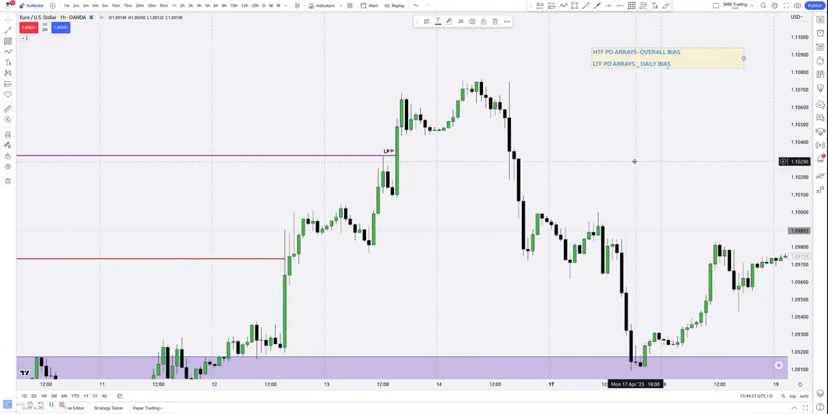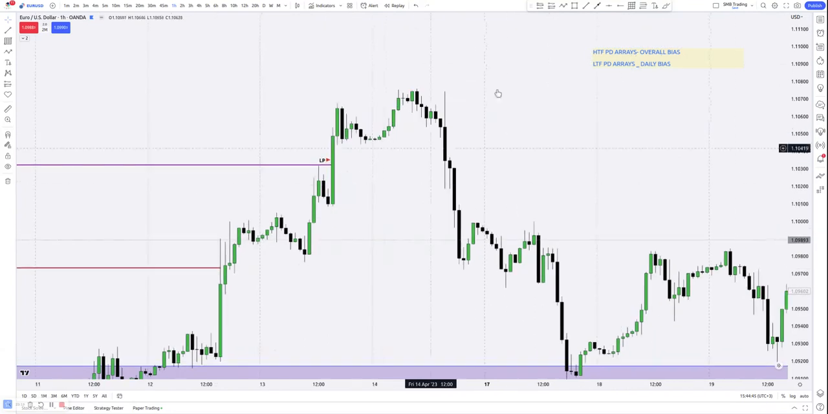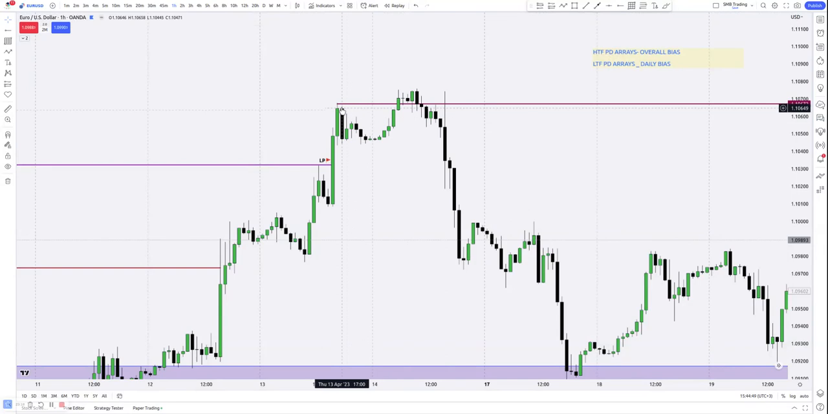So I ask myself, the overall bias, we are bullish. What is the bias for today? For me to know the bias for today, I need to look at the PDRAs on the lower time frame that price is reacting to. So what is the PDRA for today? Here, look at this. This is the previous day's high.